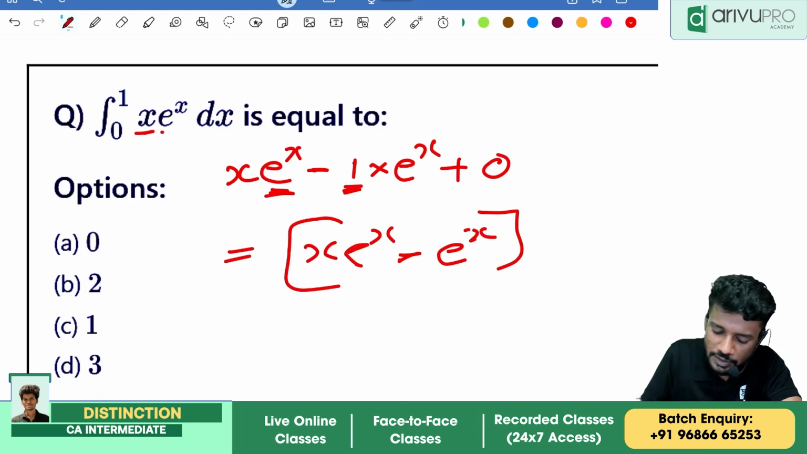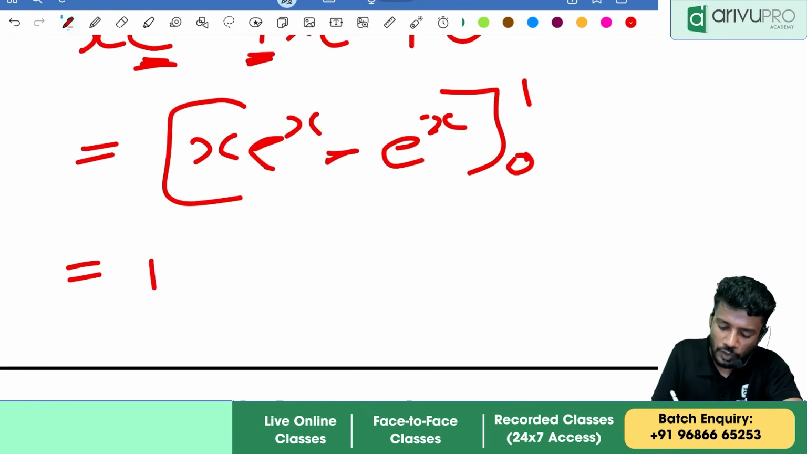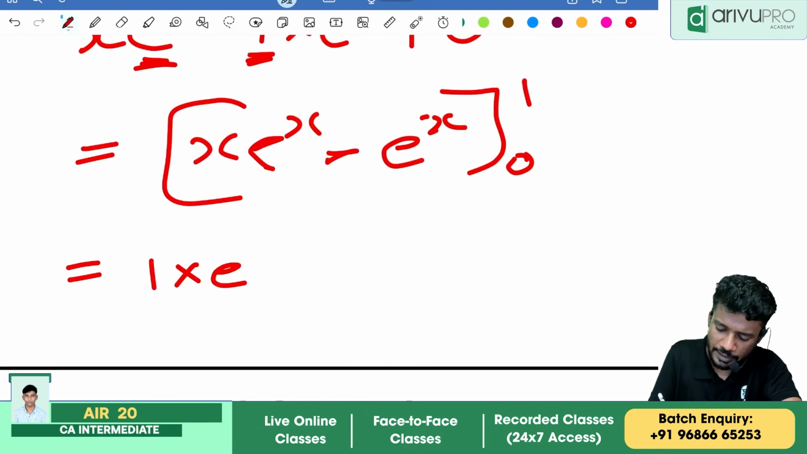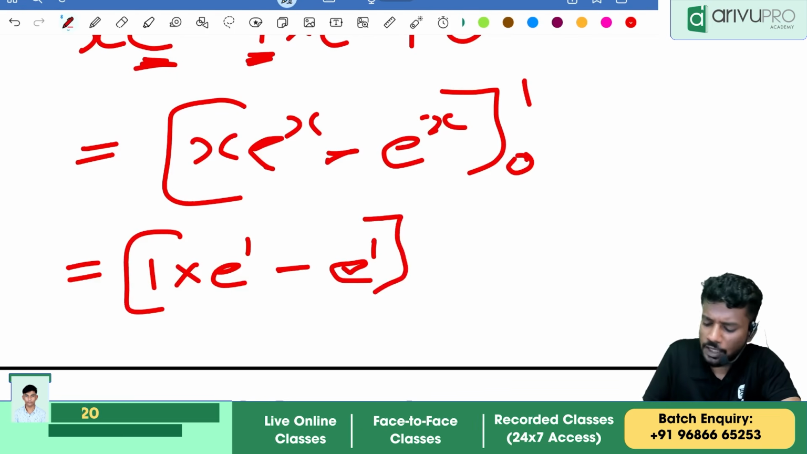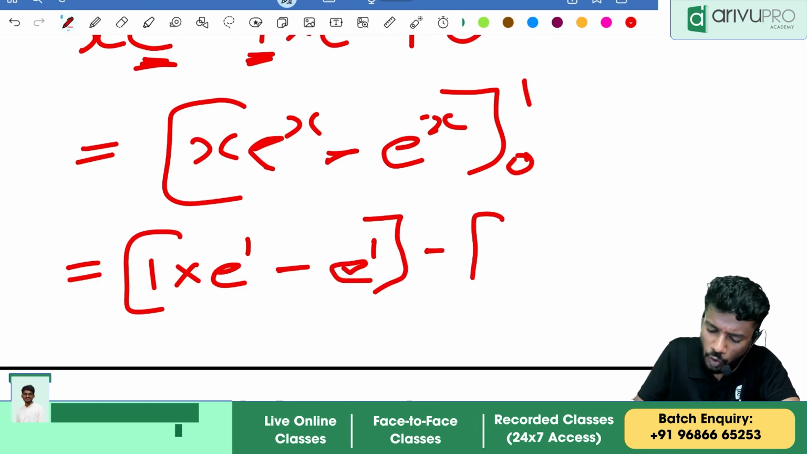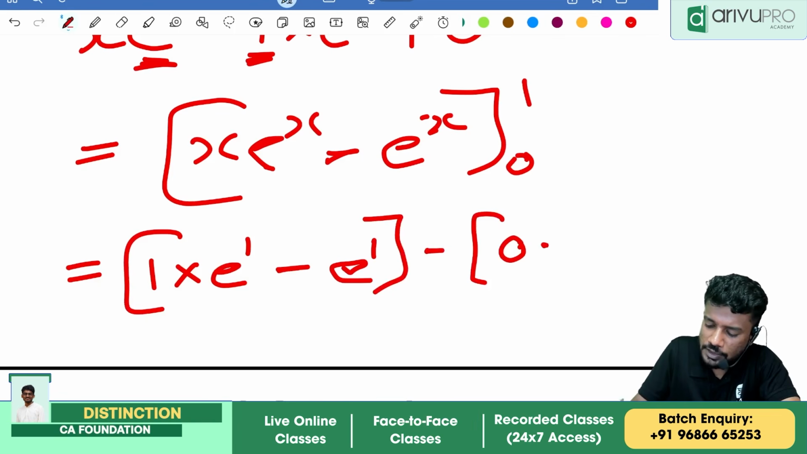The entire limit is from what to what? 0 to 1. Apply the limit. 1 into e raised to 1 minus e to the power 1. That is the upper limit. Minus the lower limit: 0 minus e raised to 0.